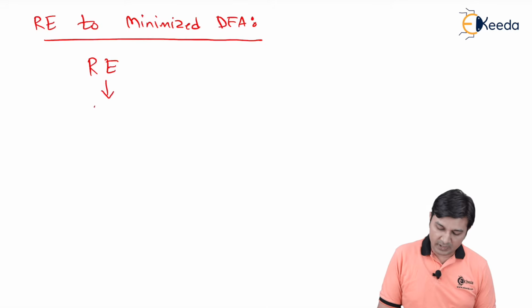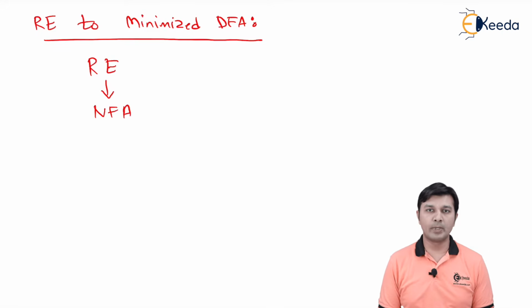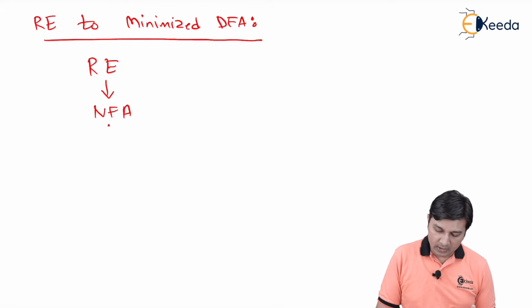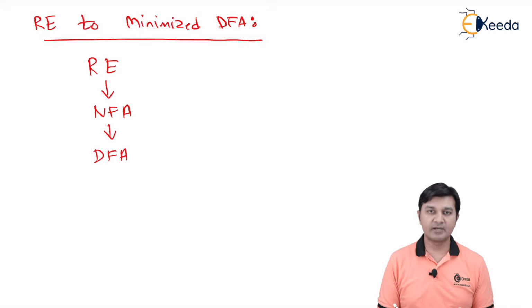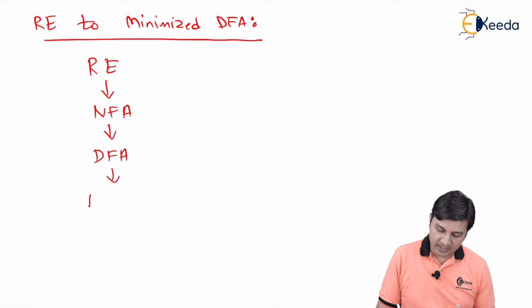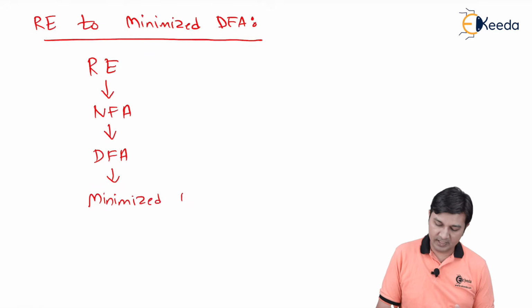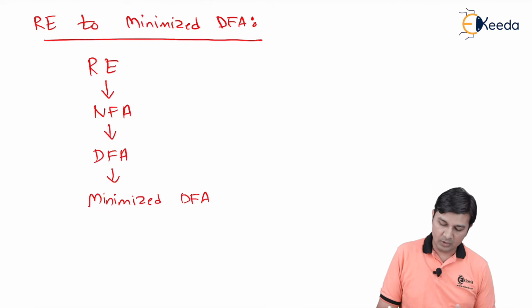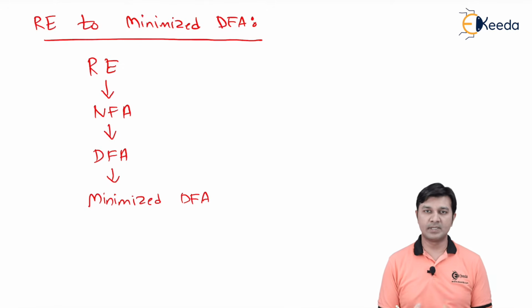After that, this regular expression we are going to convert to a non-deterministic finite automata. This also we have covered previously. Later on, this NFA will be converted to a deterministic finite automata by us, and finally this DFA is going to be converted to a minimized DFA by us, of course by using certain steps.